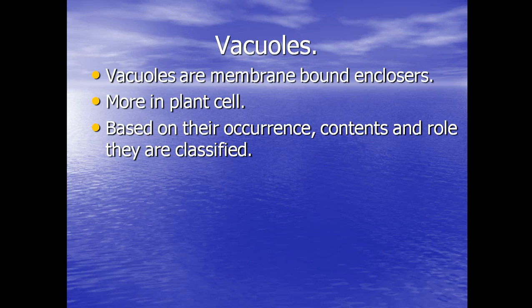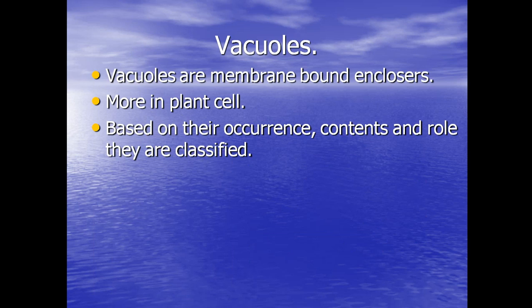Okay, then another structure is the vacuole, which is an inclusion. These are membrane bound enclosures, vacuoles. They are also found in the cytoplasm, but more in the plant cell and very few in the animal cell. Still there are some vacuoles, so that's why I have taken them while studying the animal cell also.